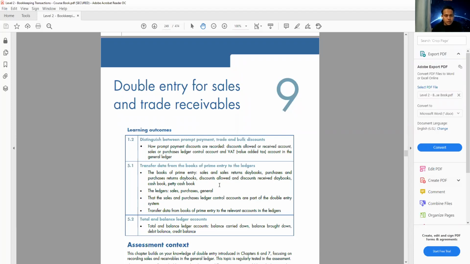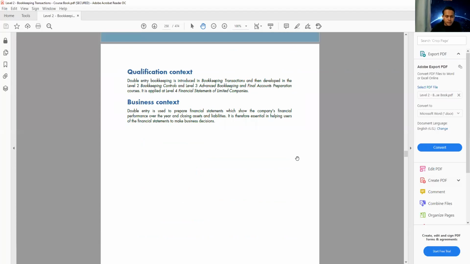Okay, double entry for sales and trade receivables. Chapter number 9. Double entry for sales and trade receivables. So trade receivables means the credit customer. So what is a double entry? Double entry means dual entry, isn't it? Double entry means debit and credit. So let's have a look at what they're asking from here.